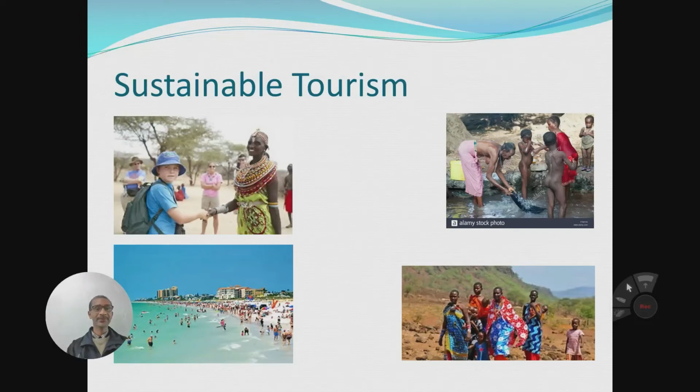In the first picture, we see a typical traditional African lady dressed in African attire, interacting with a tourist. Now, I might pose a question. Do you think it's sustainable? Does it preserve the culture? I can say yes.